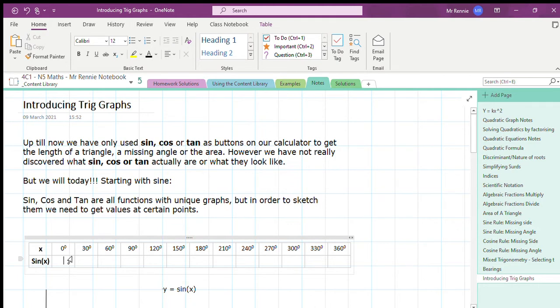During this video, there's going to be a lot of times I'm going to ask you to copy tables down and copy graphs down, so please make sure that you are pausing this video in order to do so. The first thing I'm going to ask you to copy down is this table of values here.